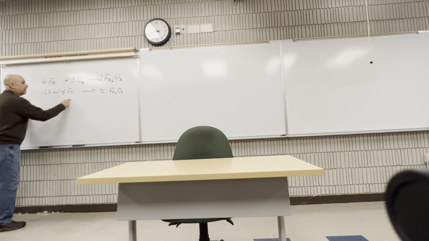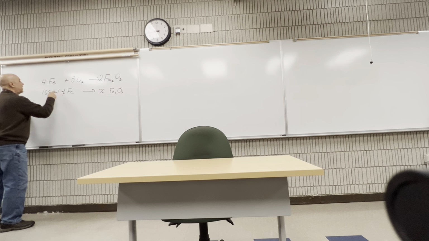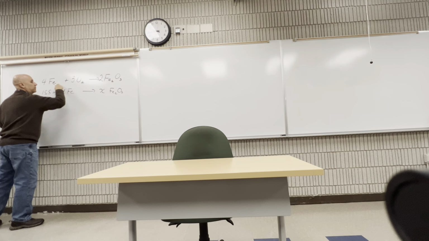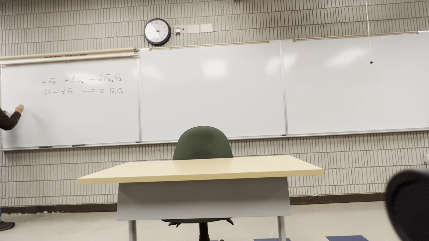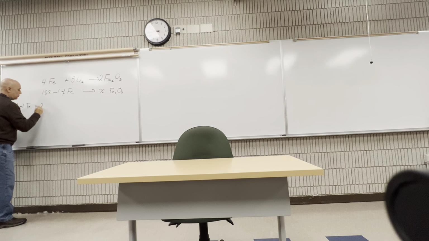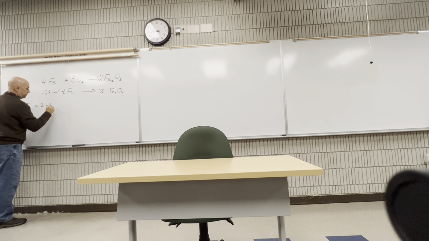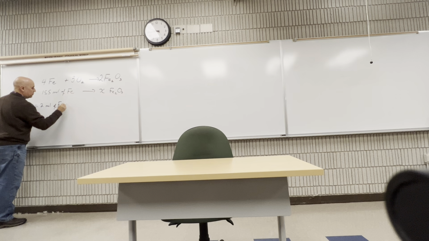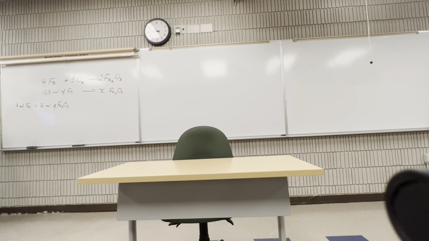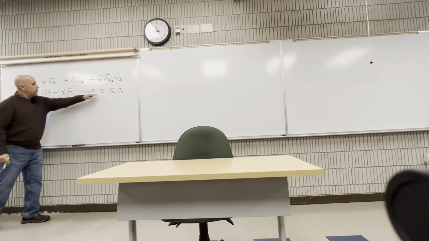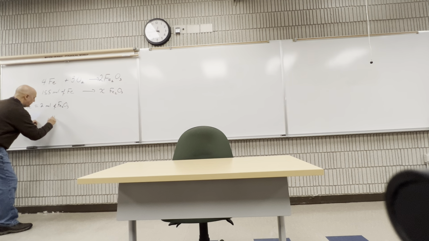And I'm going to say, okay, I need a conversion factor that relates iron to iron 3 oxide. So I say 4 Fe equals, and let me be very specific, 4 mole of Fe equals 2 mole of Fe2O3. That's my equality. I want this into that. So I'm going to put it down.